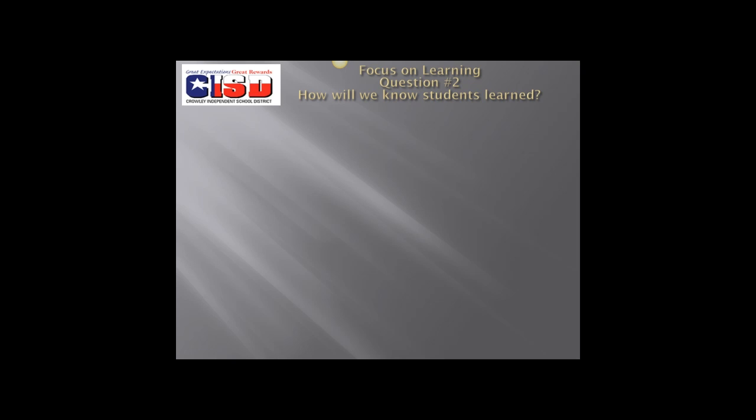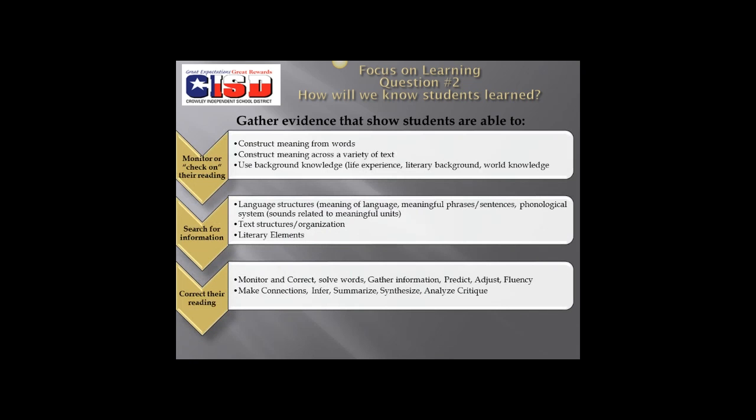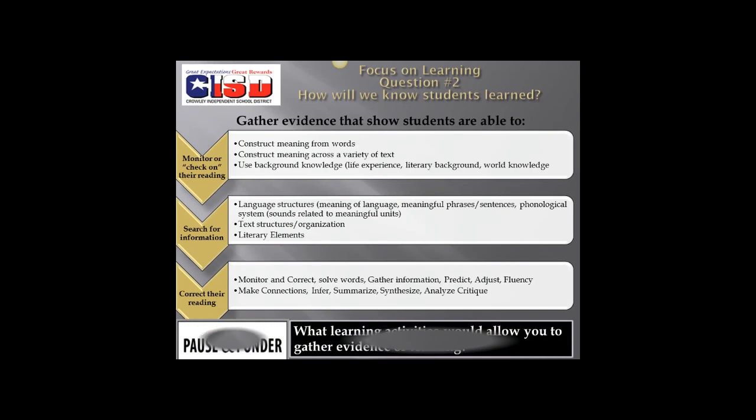Question number 2 asks, how will we know students learn? When we are able to gather evidence that shows students are able to monitor or check on their own reading, search for specific information in text, and correct their own reading. Pause and ponder at this time about what learning activities would allow you to gather evidence of learning.